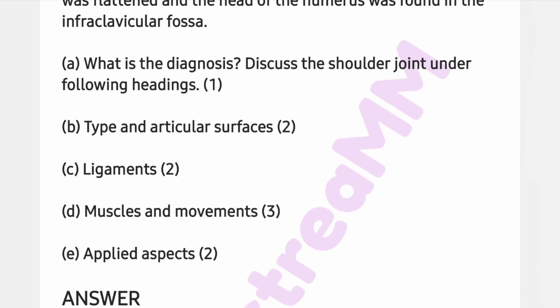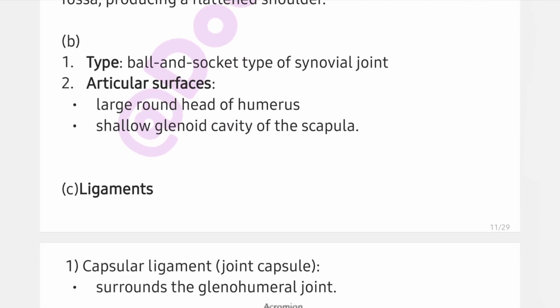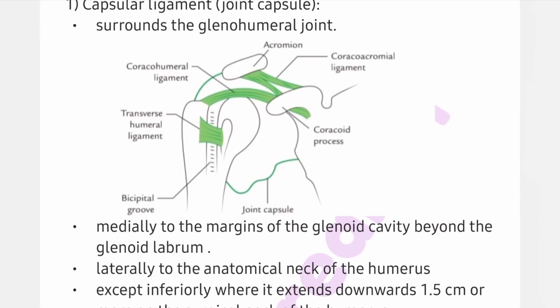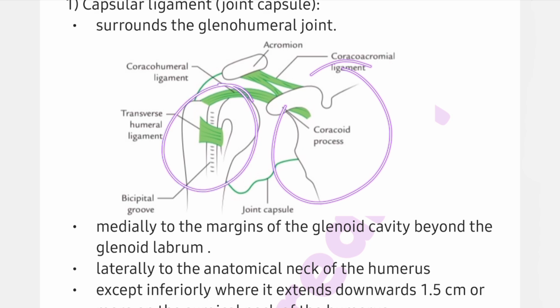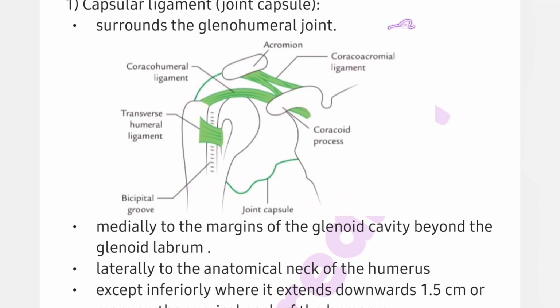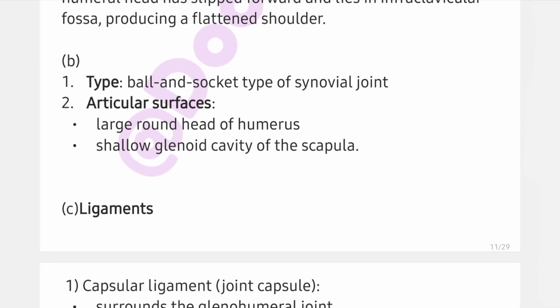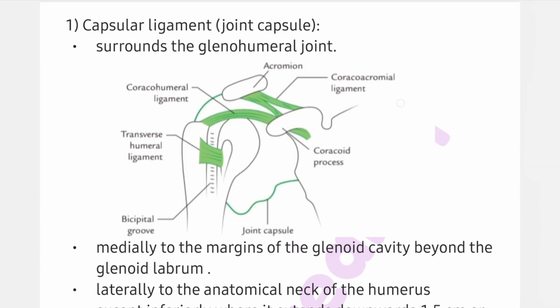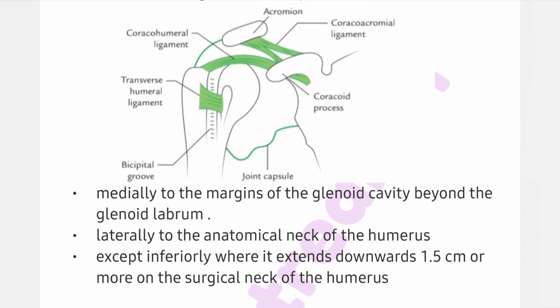And type and articular surfaces. So whenever you just think of shoulder joint, you have one scapula, this is scapula, and you have one humerus. So like type, you will write about it is ball and socket type of synovial joint. Articular surfaces, just think, you don't have to mark up.